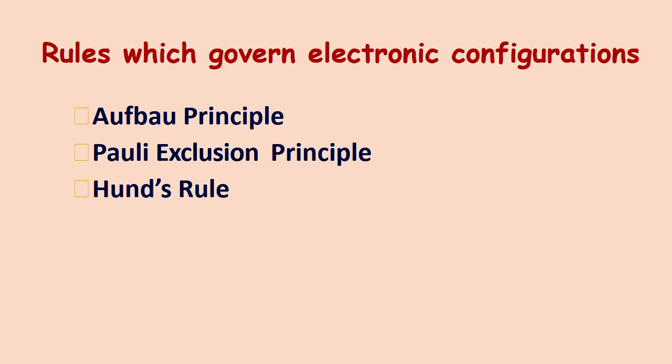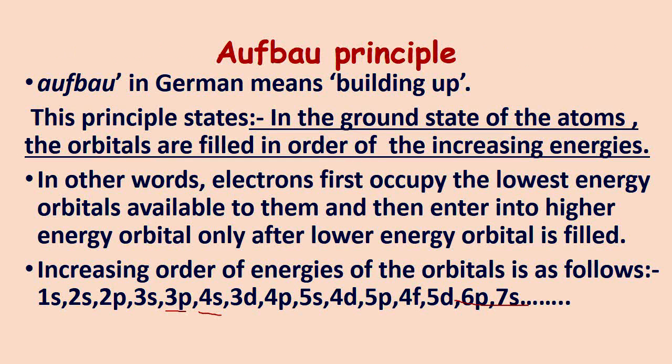Rules for writing electronic configuration of atoms. There are three rules which we use to write the electronic configuration of atoms: Aufbau's principle, Pauli's exclusion principle, and Hund's rule. We will discuss all these three rules one by one. So the first rule is Aufbau's principle. Aufbau is a German word which means building up. So Aufbau is not the name of a scientist.